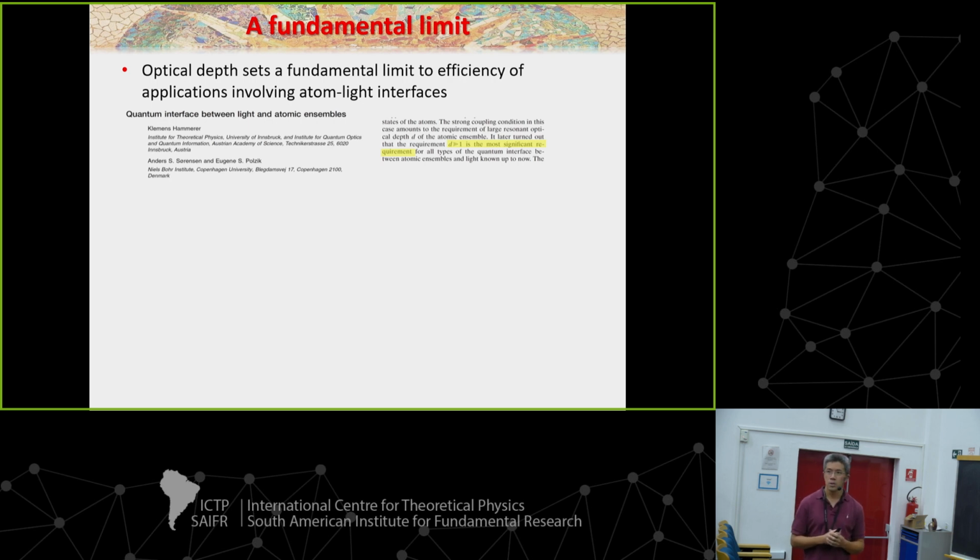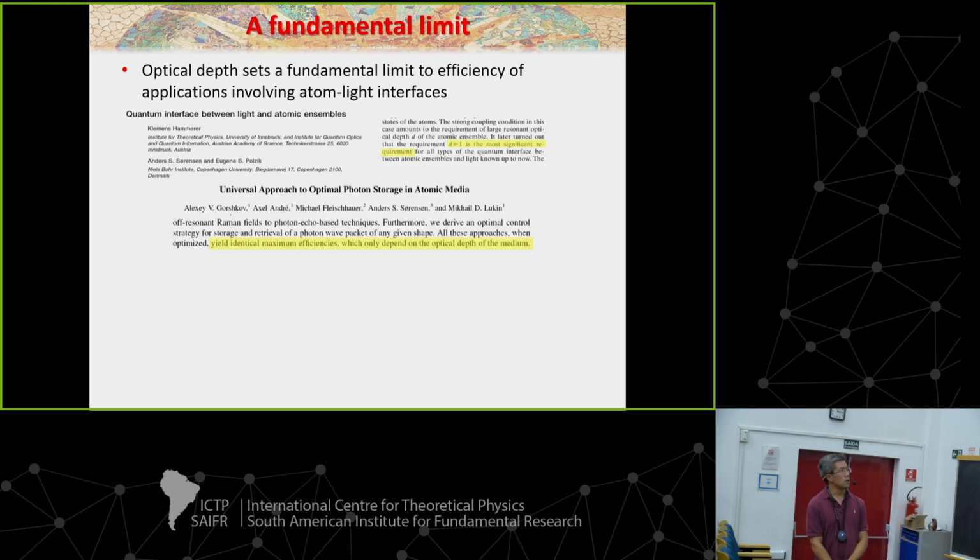So you can find millions of examples of that in the literature. Here's actually a review paper on general applications involving light and atomic ensembles. In the first paragraph, they say the requirement that the optical depth be large is the most significant requirement for anything known up to now.